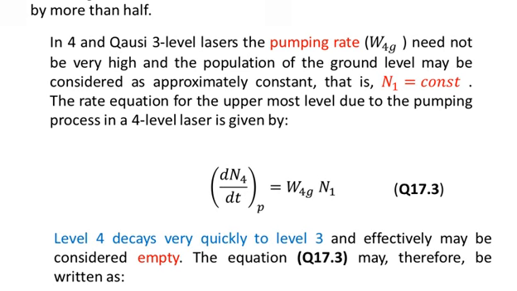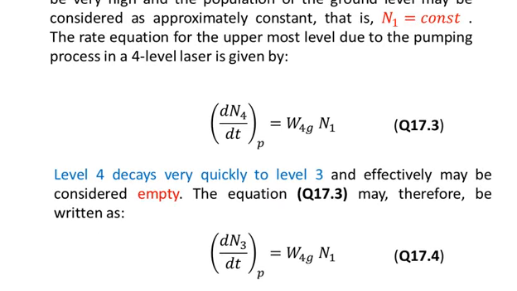Now let's talk about a 4-level laser system. In 4 and quasi 3-level lasers, the pumping rate, which we designate as W4G, need not be very high, and the population of the ground level may be considered as approximately constant, that is N1 is equal to constant. The rate equation for the uppermost level due to the pumping process in a 4-level laser system is given by dN4 over dt due to the pumping is equal to the pumping rate, which is W4G times N1. This is equation number 17.3.